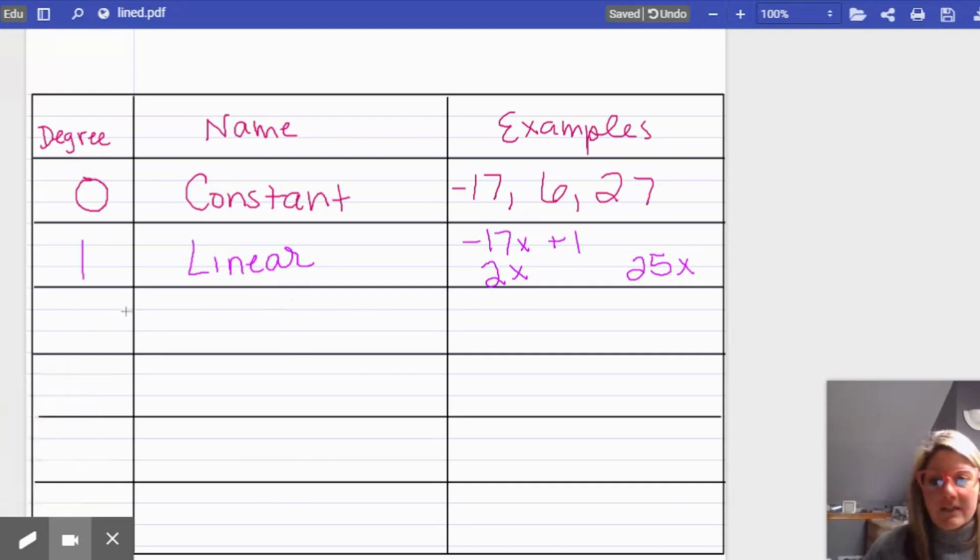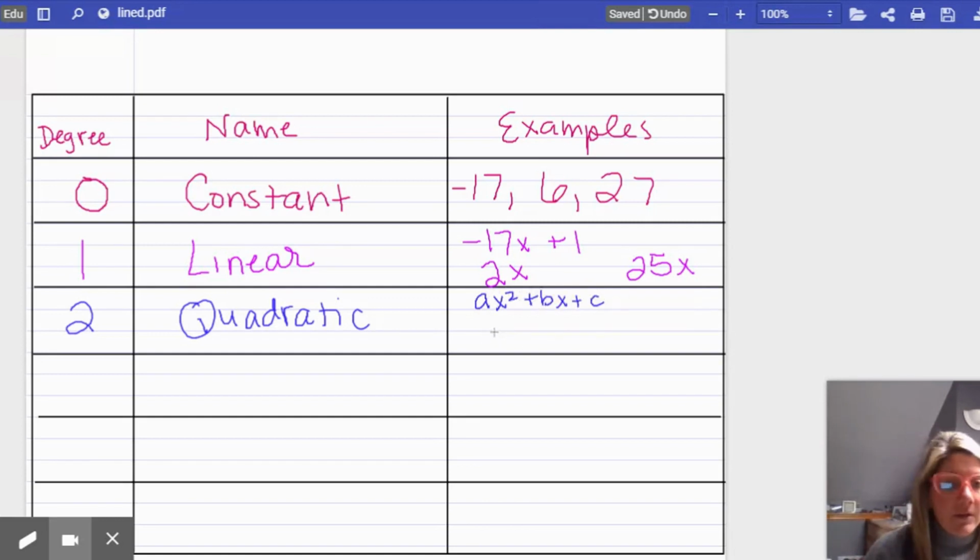Okay, my next example or degree is going to be 2. We also should be fairly familiar with expressions or equations with the degree of 2. We call those quadratic equations. And a quadratic equation in standard form would be ax squared plus bx plus c. So an example of that might be 12x squared minus 3x plus 4.